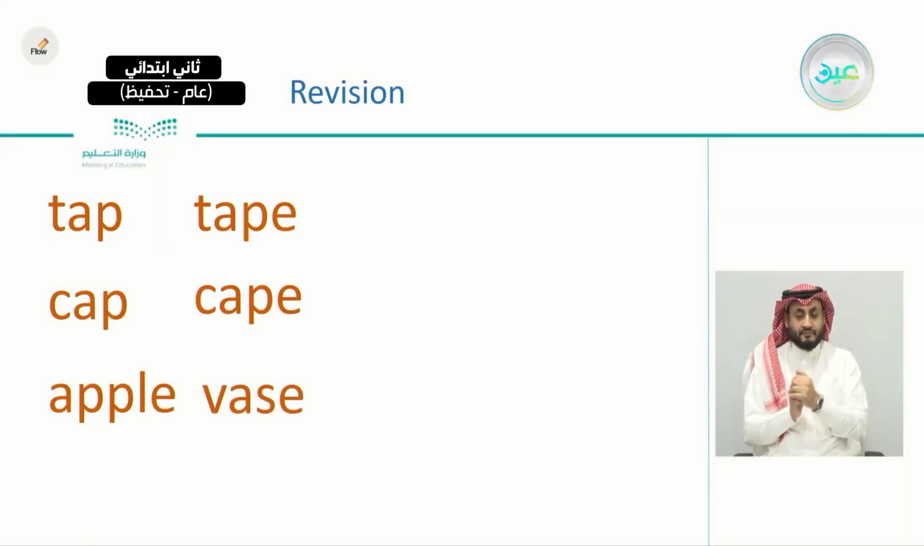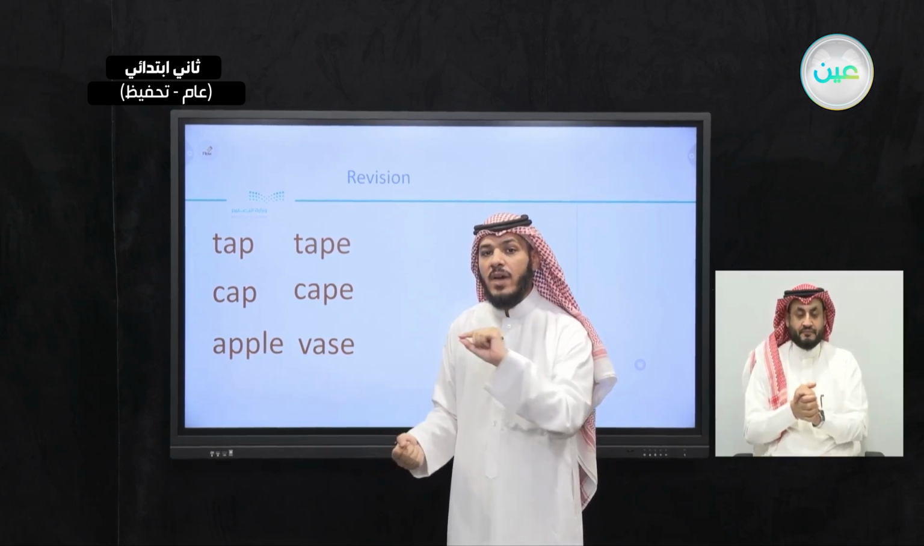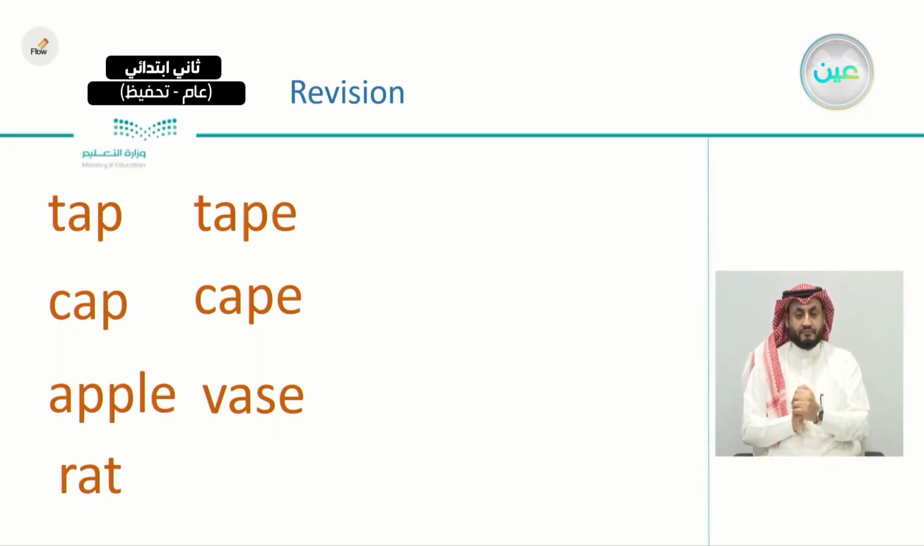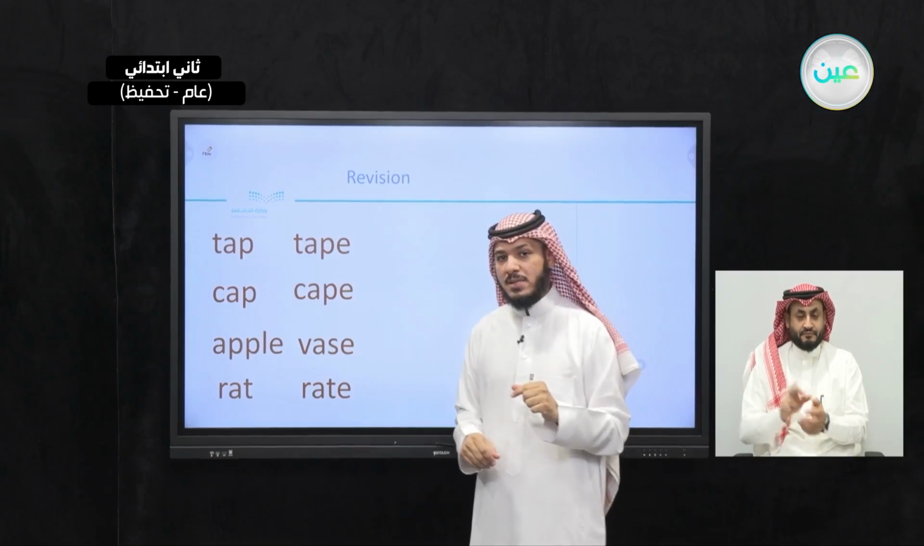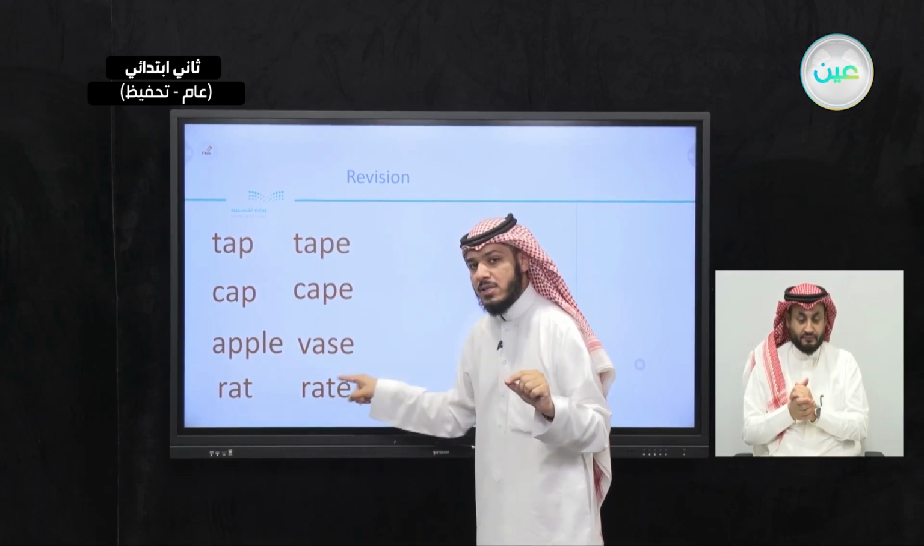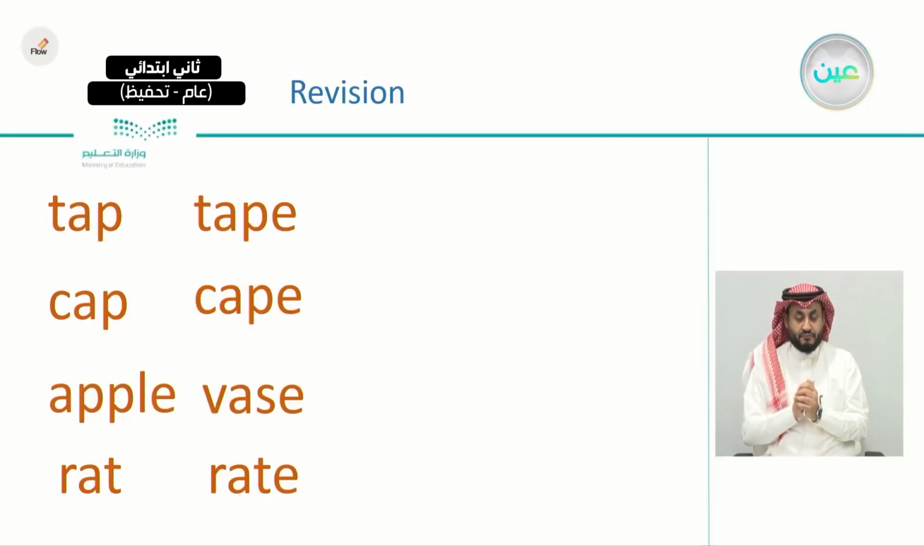Okay, what about this word? We have A-S-E, so it is vase, perfect, vase, okay. What about this word? Rat, perfect, rat, okay. What about this? It's rate, perfect, rate. There is E, so I pronounce it as A, not A. Rat, rate, okay.